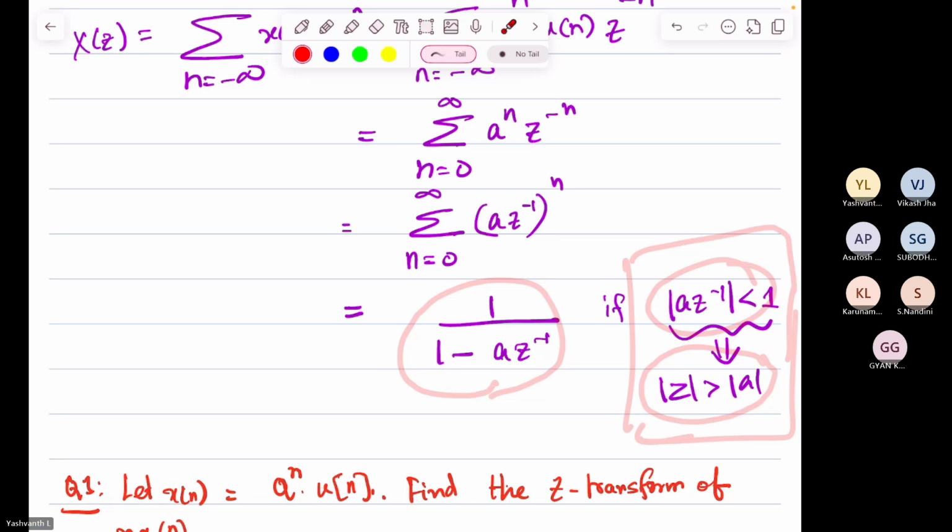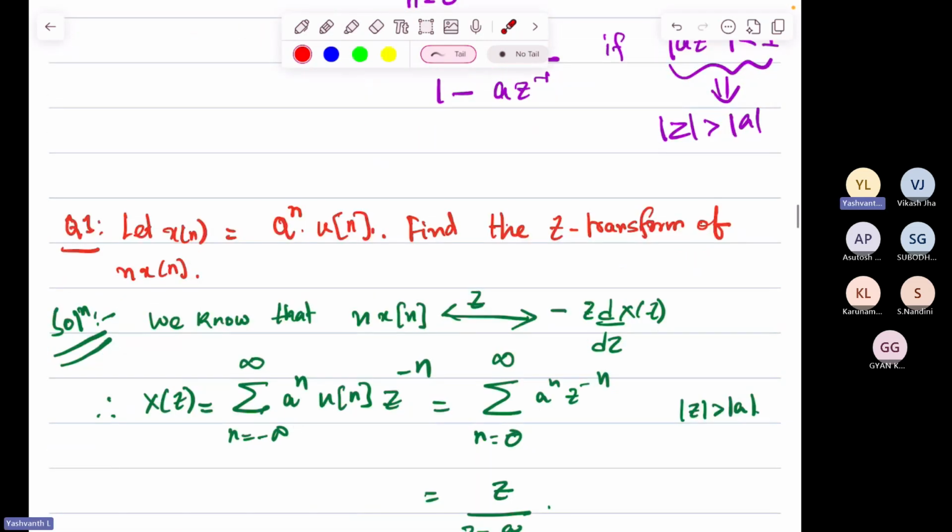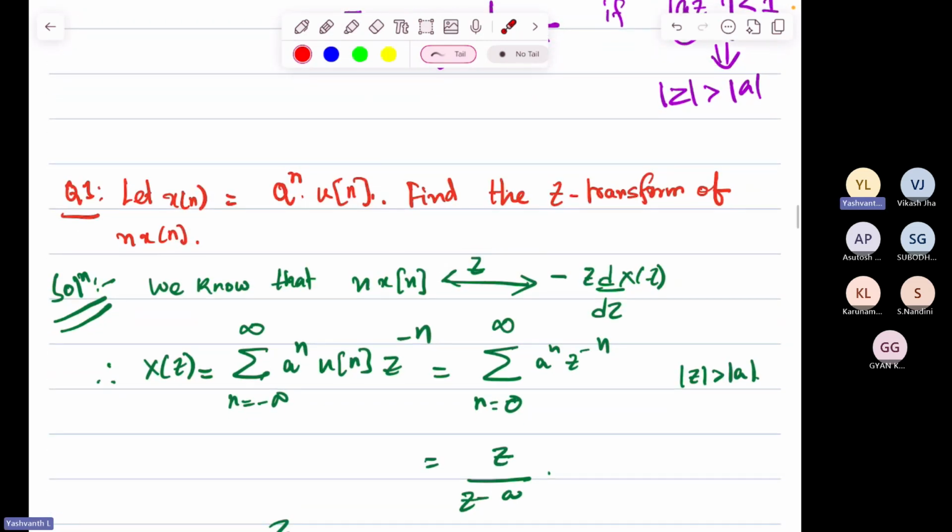Okay, fine. Now let's move to the first question. So the signal given to us is x of n, which is of the form a power n into u of n. Now the question is to find the Z transform of n times x of n. From the first example itself we saw the Z transform of a power n u of n. Maybe I can write these small things here.